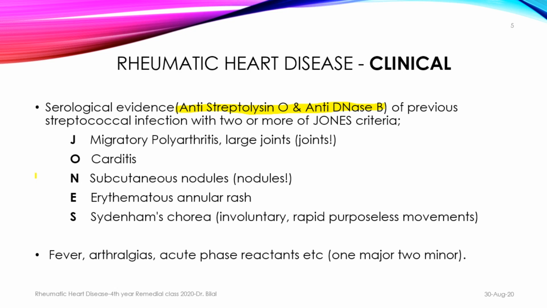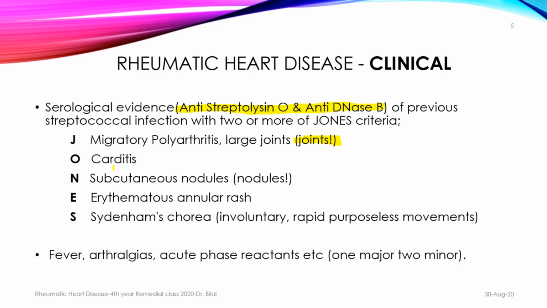And then the clinical criteria, Jones. J is for joints, and by joints, we mean migratory polyarthritis. What does migratory polyarthritis mean? Migratory means migration, and polyarthritis means involvement of multiple joints. What happens in rheumatic heart disease is that multiple large joints get involved, but one after another, with gradual resolution of inflammation in the previous joint.